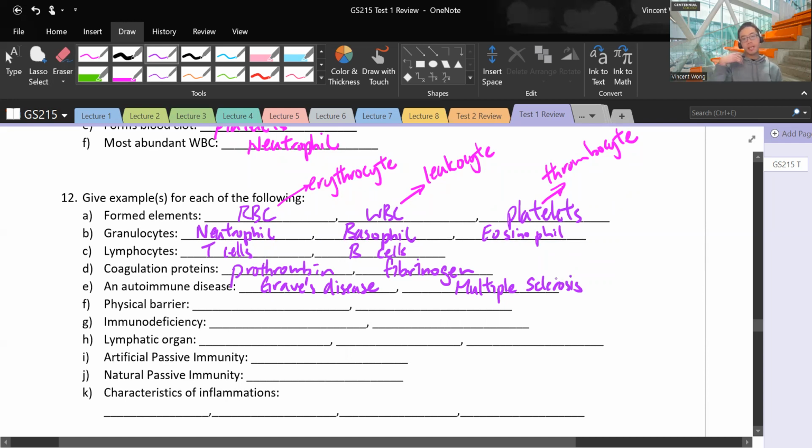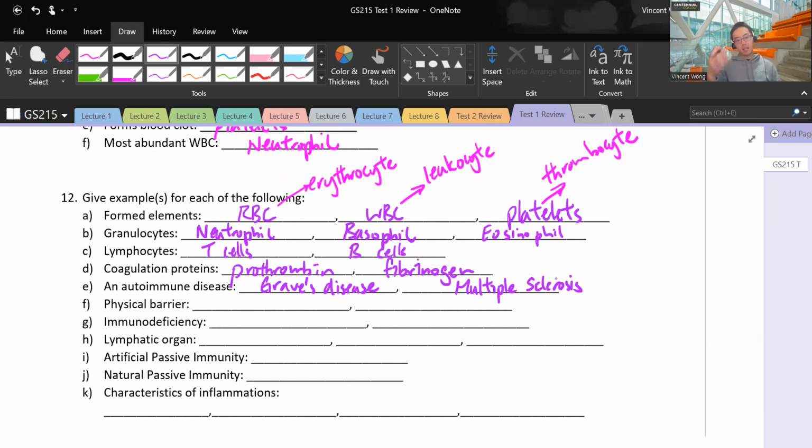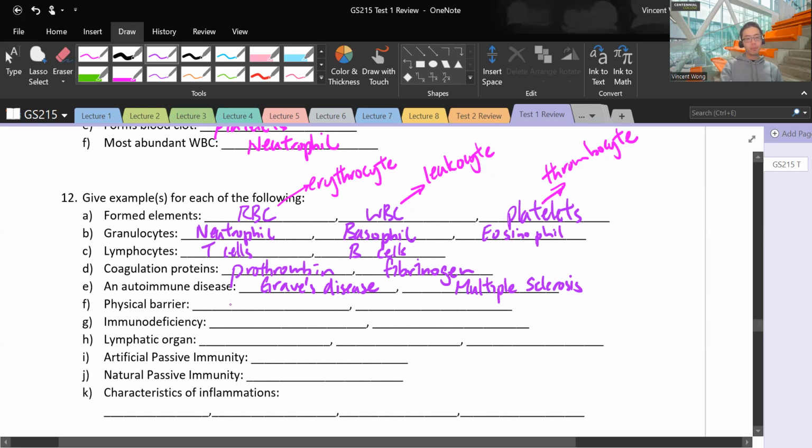That's the one where the T cells attack your neurons, so they lose their conduction. We will learn more about that in the next unit. You probably know a few others, right? Like ALS, lupus.